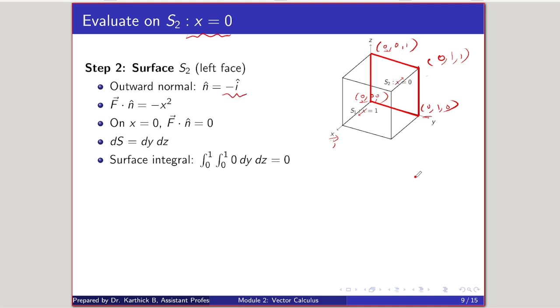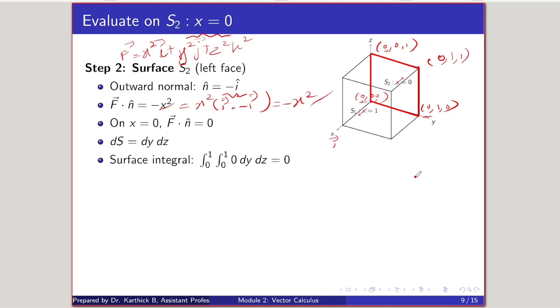Then, as before, our F vector will be x square i plus y square j plus z square k. While substituting in this, minus i vector into x square i vector, and i dot i belongs to 1. x square into 1, with the minus. So how do we get this? x square i vector into minus i vector, i dot i is 1. Here it is minus, so minus x square will be the final answer.